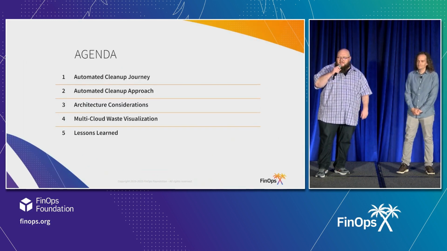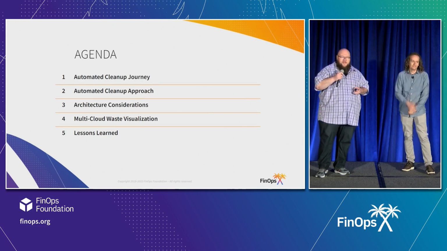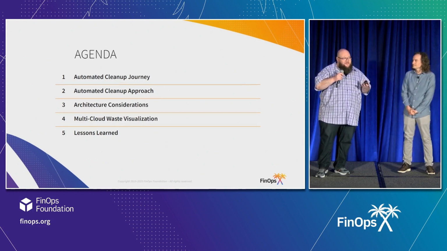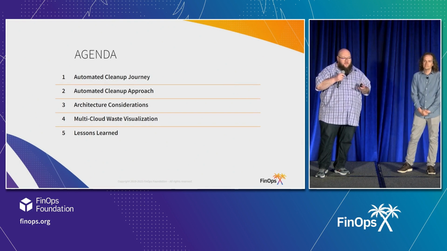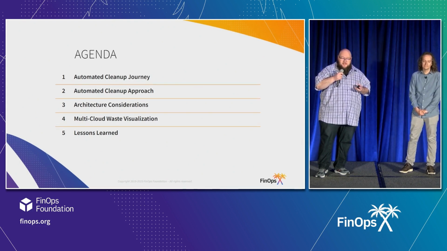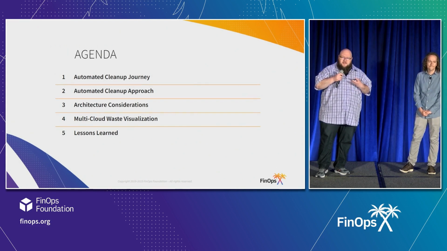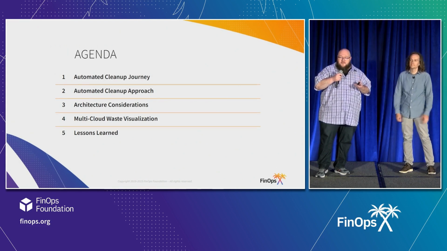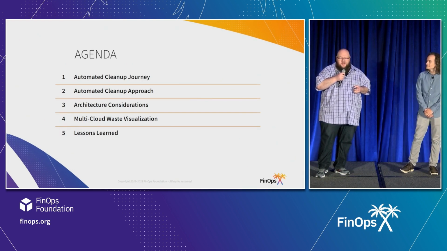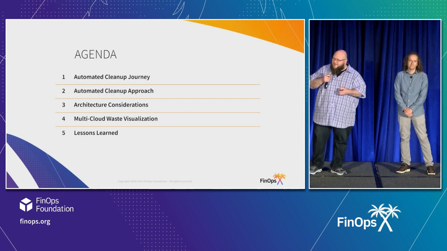As far as the agenda today, our plan is to give you a high-level flyover of our program, share a little bit about our journey to get to the point that we're doing the automation that we are, talk about our approach to creating automation policies, and some of the architecture considerations that went into deciding to build versus buy. Then we'll share some examples about how we visualize and show multi-cloud waste opportunities back to our business units. And then we're going to close with lessons learned. What do we think has gone well? What do we think went poorly?